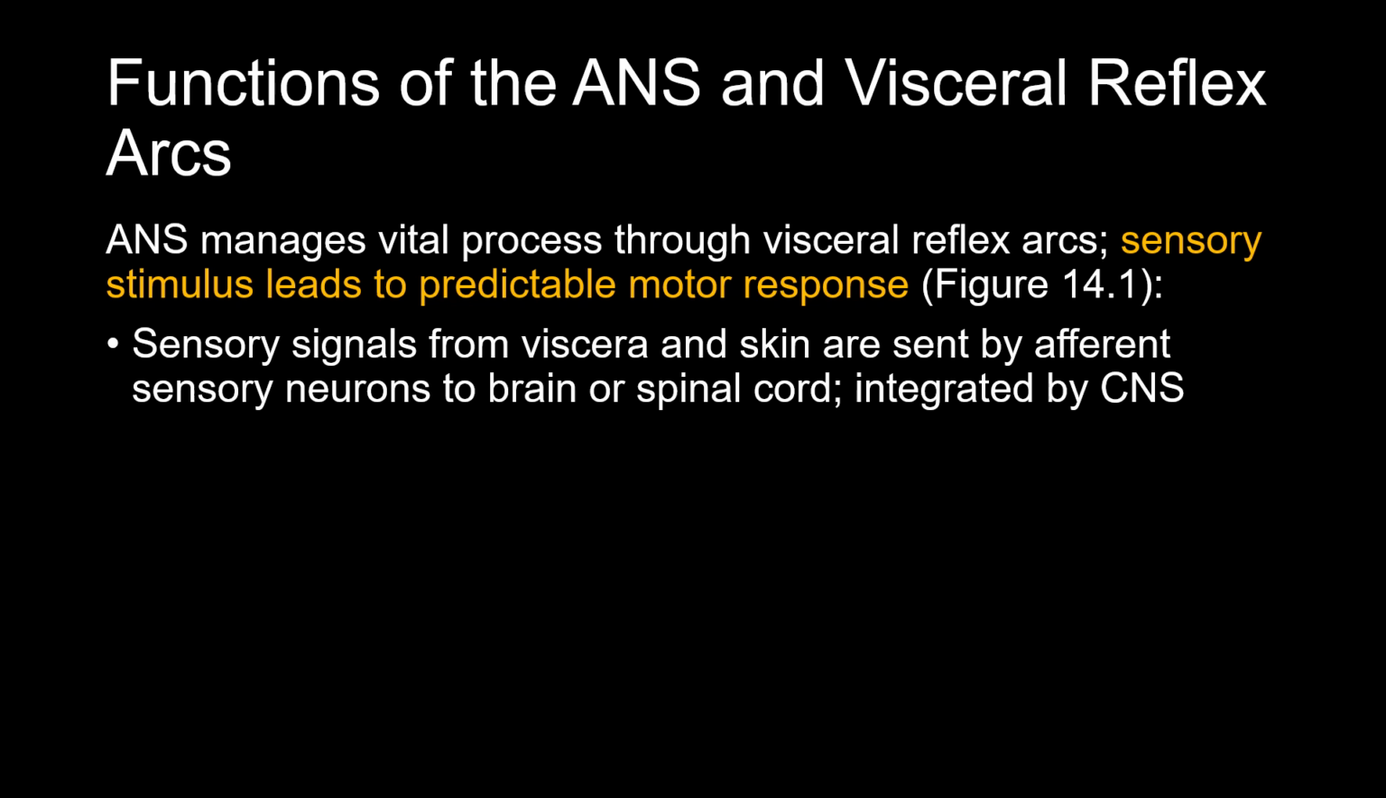So the ANS oversees many of those functions, and it is named for the fact that it can operate autonomously. And it performs these functions with a series of visceral reflex arcs, okay? These visceral reflex arcs are what are going to be crucial for the operation of the ANS systems. As you guys learned last time, a reflex arc is a series of events in which a sensory stimulus leads to a predictable motor response, okay?